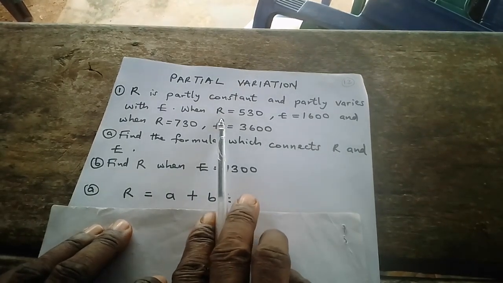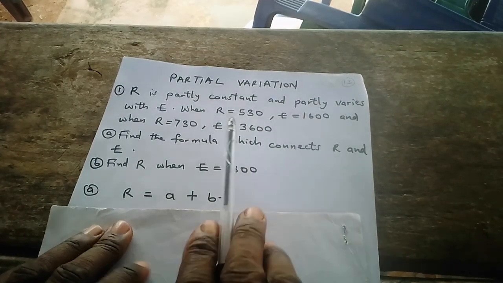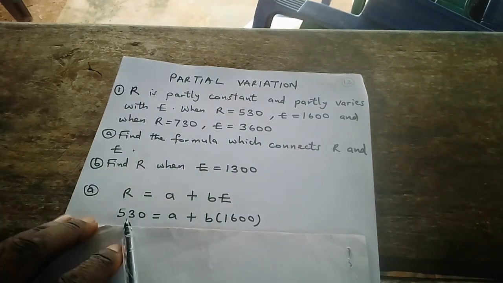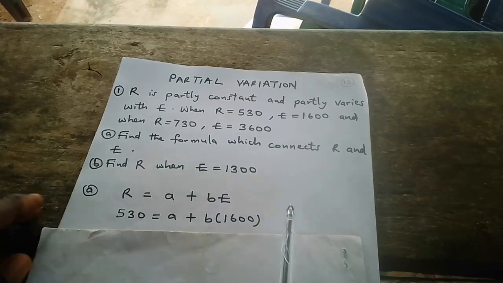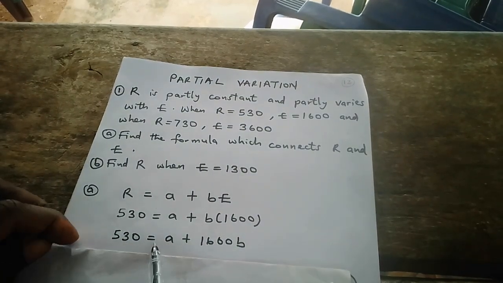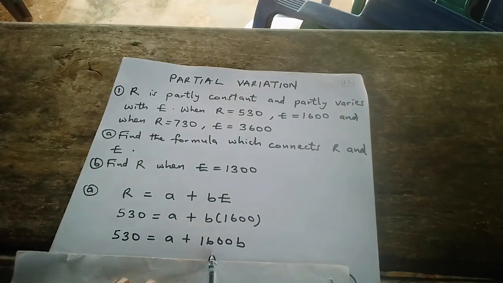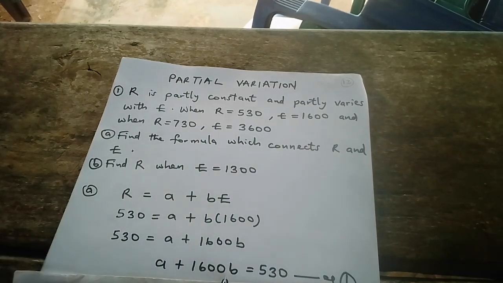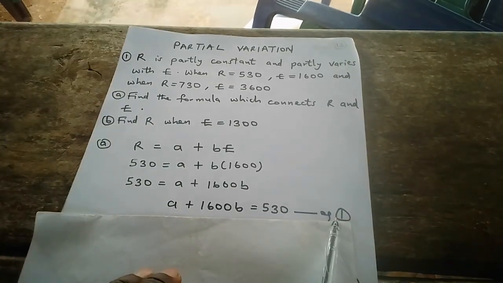So we are told that when R is equal to 530, E is 1600. Let's substitute this into this equation. So that means we'll be having 530 is equal to A plus B, we don't know B, then E is 1600. So 530 is equal to A plus B times 1600, which will give us 1600B. So this can still be written as A plus 1600B is equal to 530. Now you take this to be your equation 1.